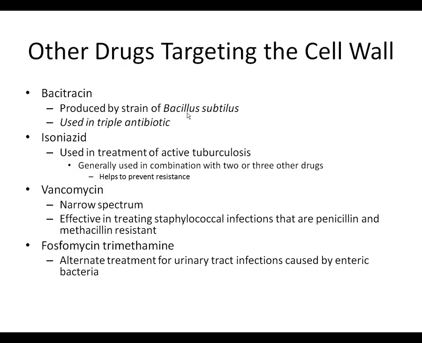Vancomycin has kind of been called the last drug of choice. If everything else has failed, they're going to go to vancomycin. It is a very narrow spectrum antibiotic. It targets the gram-positive cells only, particularly those in the staphylococcal family. It's effective at treating staphylococcal infections that are penicillin and methicillin resistant. So if you know somebody that has a MRSA that is not being treated, or other drug cocktails are not killing it, they're going to place this person on vancomycin.